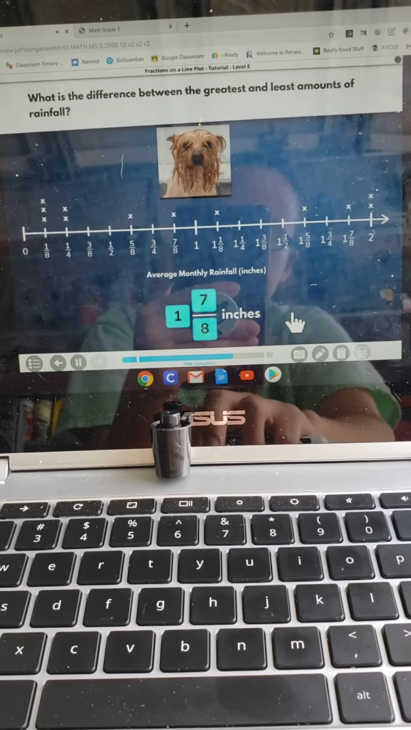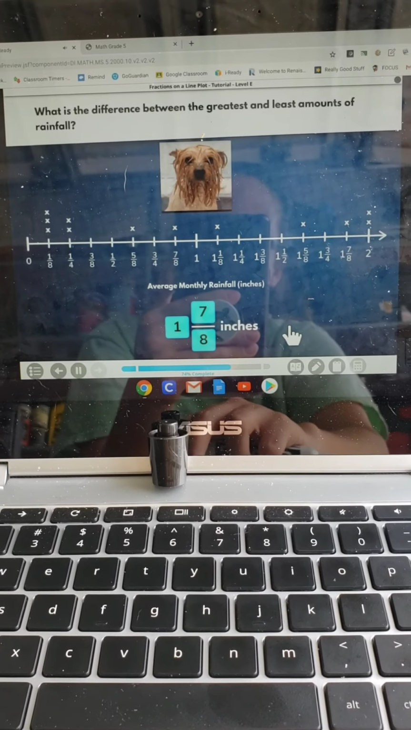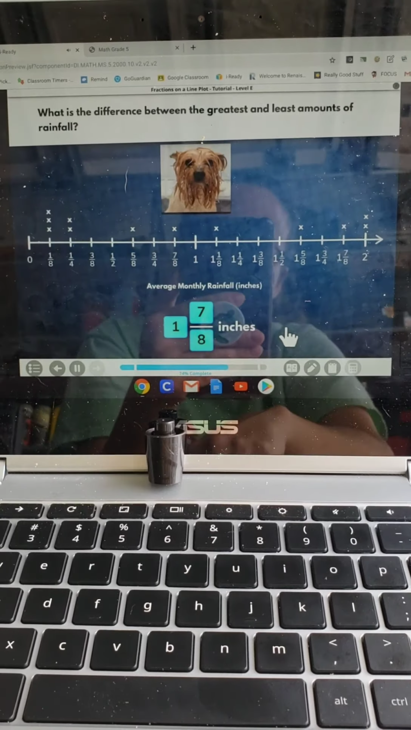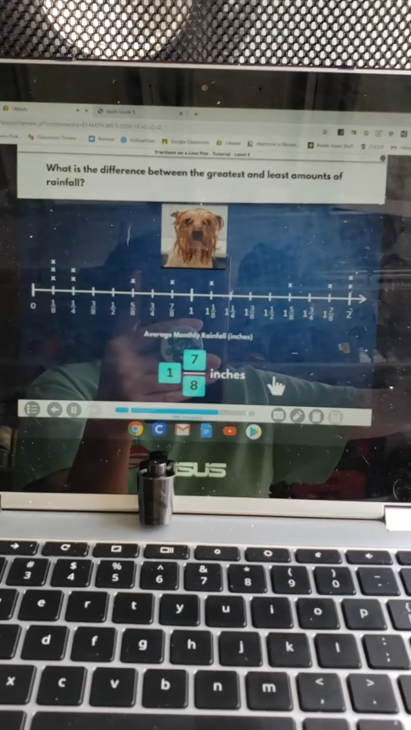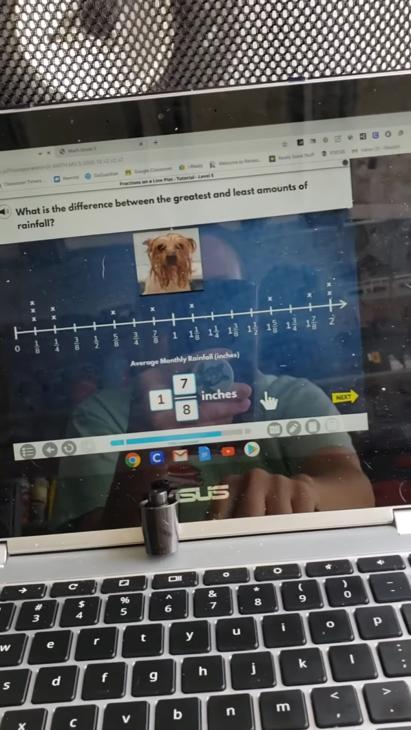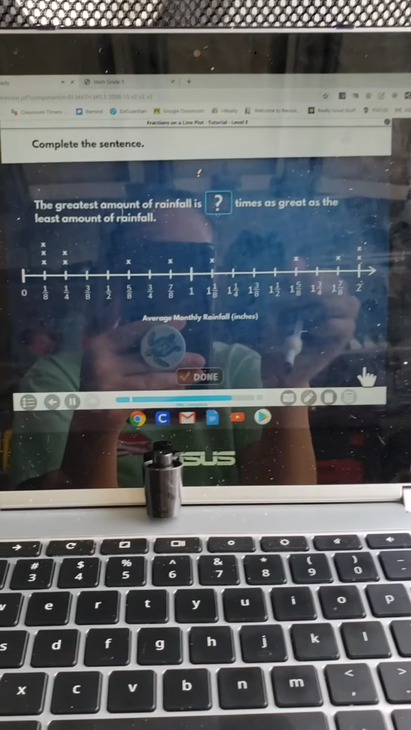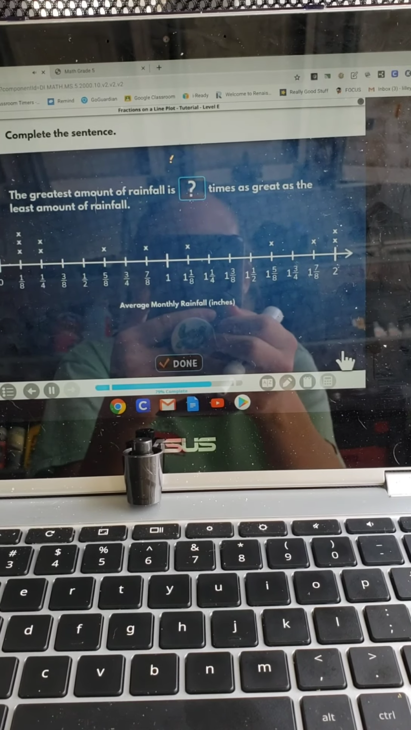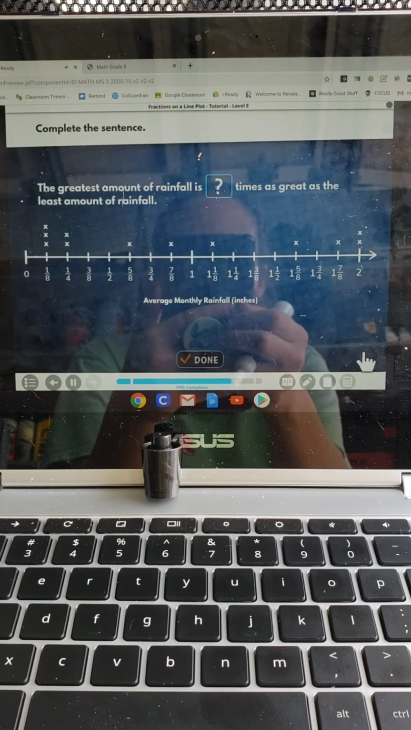Well, that was totally calculicious. 2 minus 1/8 equals 1 and 7/8. So the difference between the driest and wettest months is 1 and 7/8 inches of rain. Complete the sentence. The greatest amount of rainfall is times as great as the least amount of rainfall.